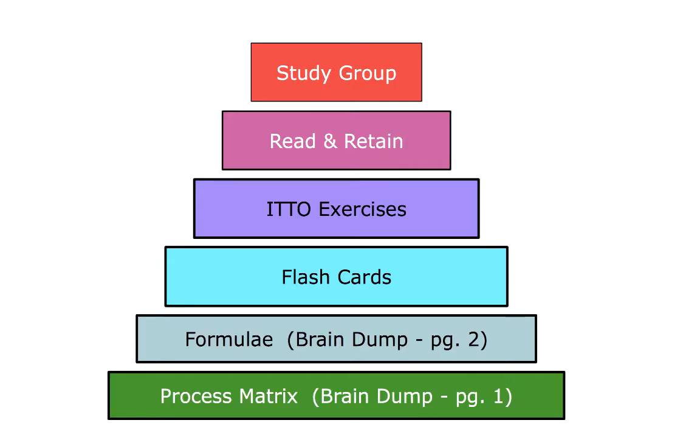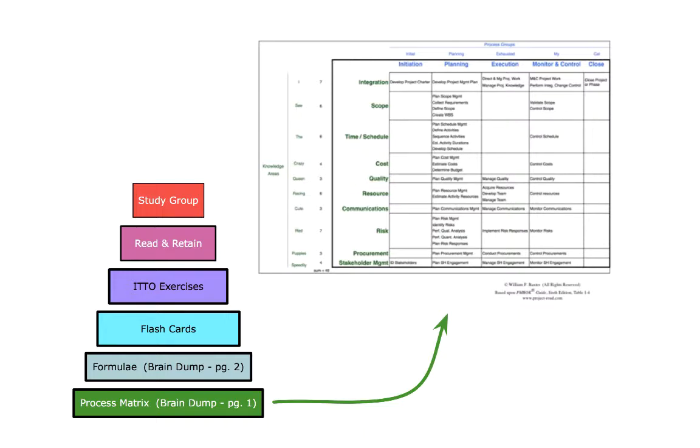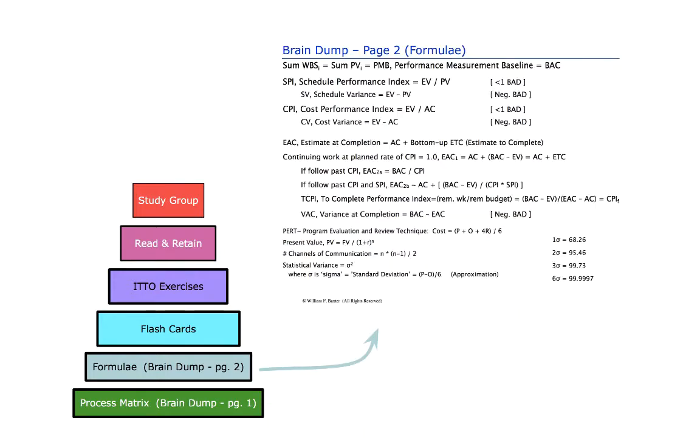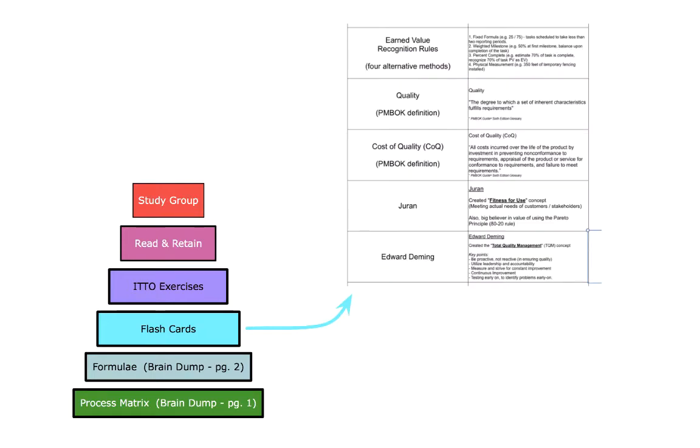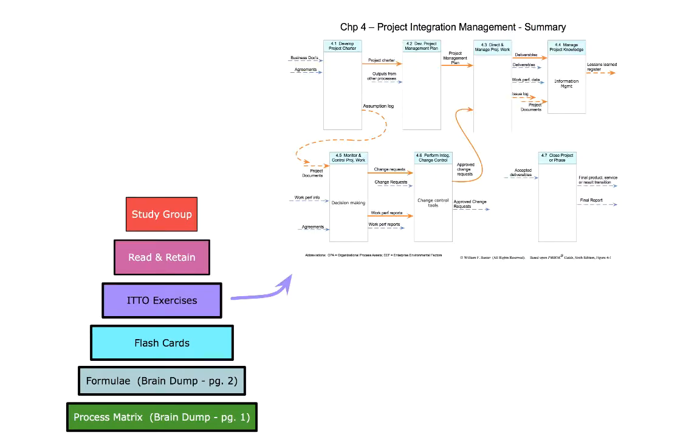All right, we're looking through these different layers that we're going to study with different strategies. We talked about the process matrix, page 1 of your brain dump. The formulas, page 2 of your brain dump. The flashcards, short deck, you flip through it multiple times a day. The ITTO exercises. I hope you found that file.